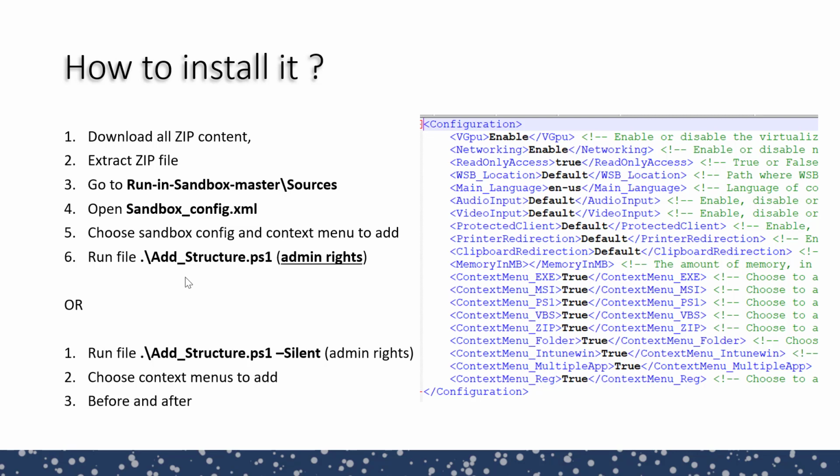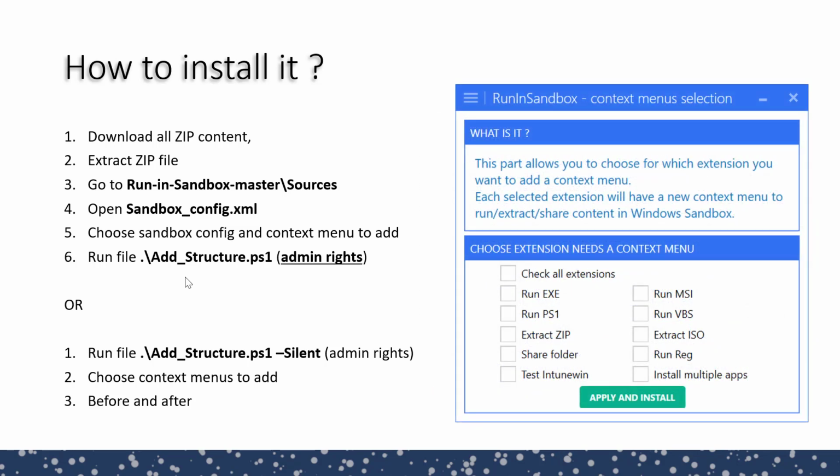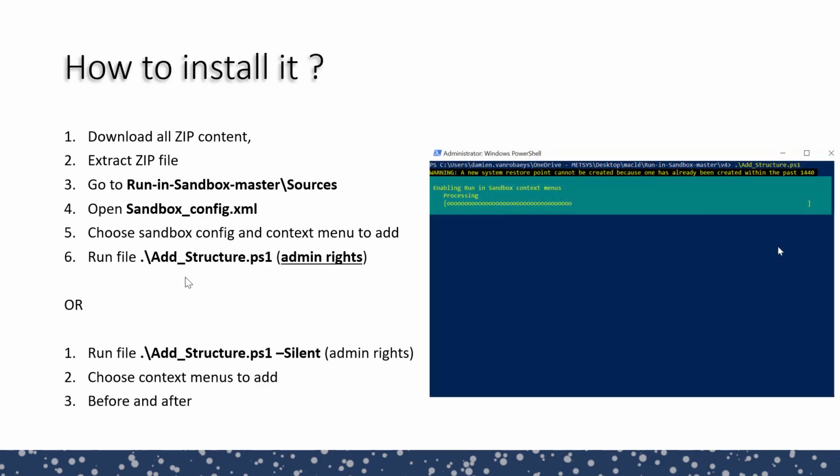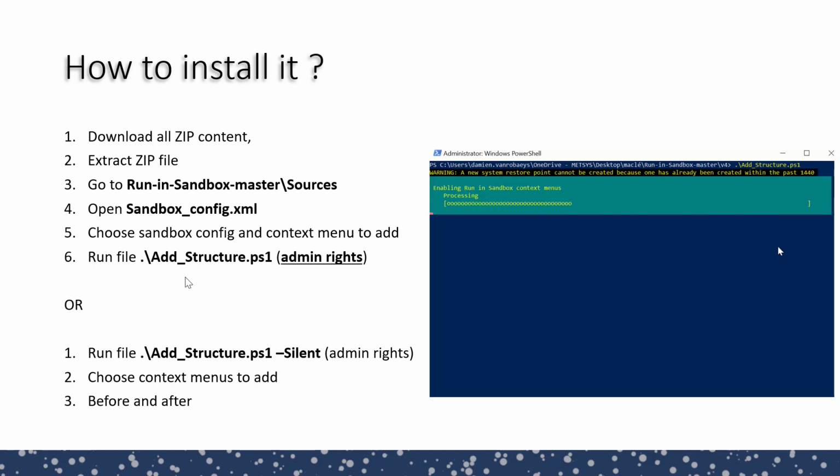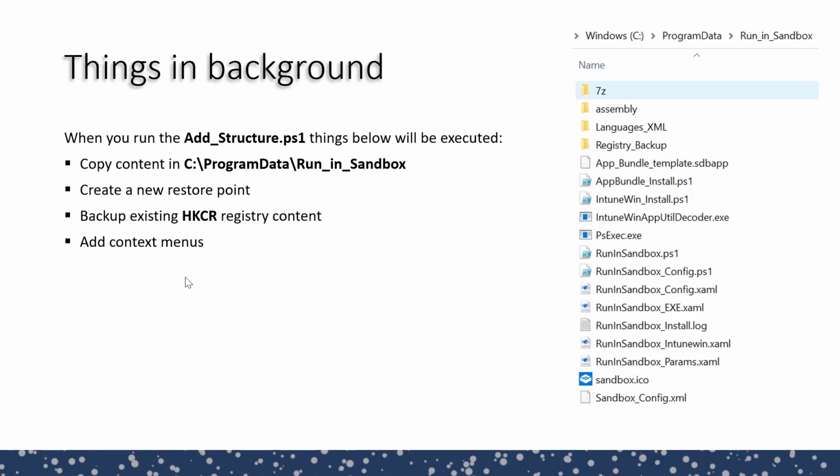Set the option to true to enable the context menu or to false to not add a context menu for EXE files, for instance. You can also choose the non-silent way: when you run the add structure PS1 file without the silent parameter, it will prompt you with a GUI with the context menu entries to choose to add. Note that you need to run the add structure file with admin rights. And this will create the context menu in the background, and then you will be able to run things directly in Windows Sandbox with just one step.